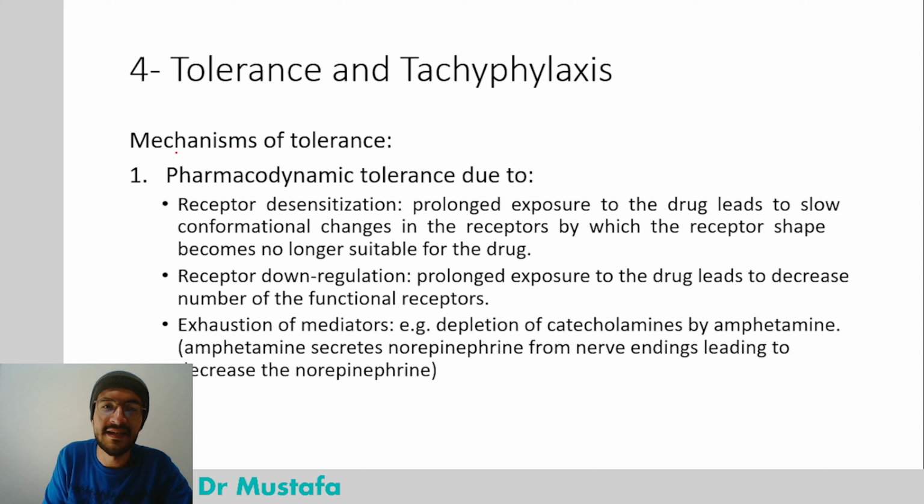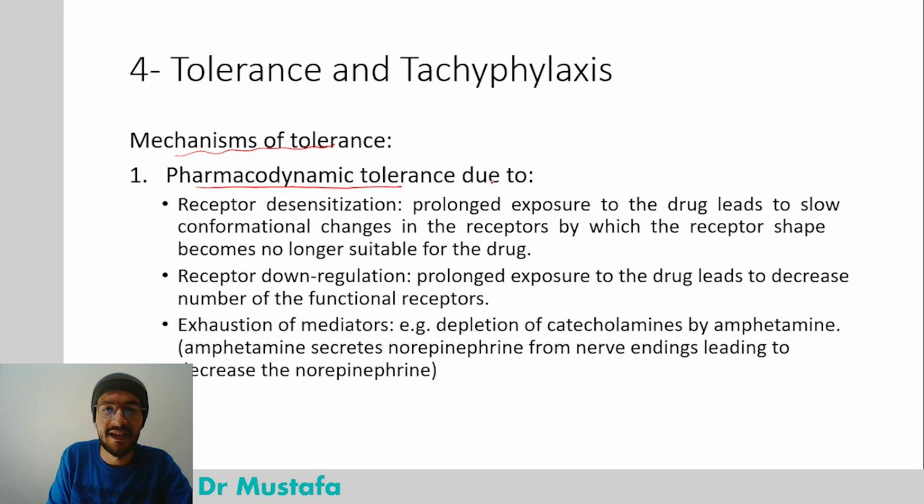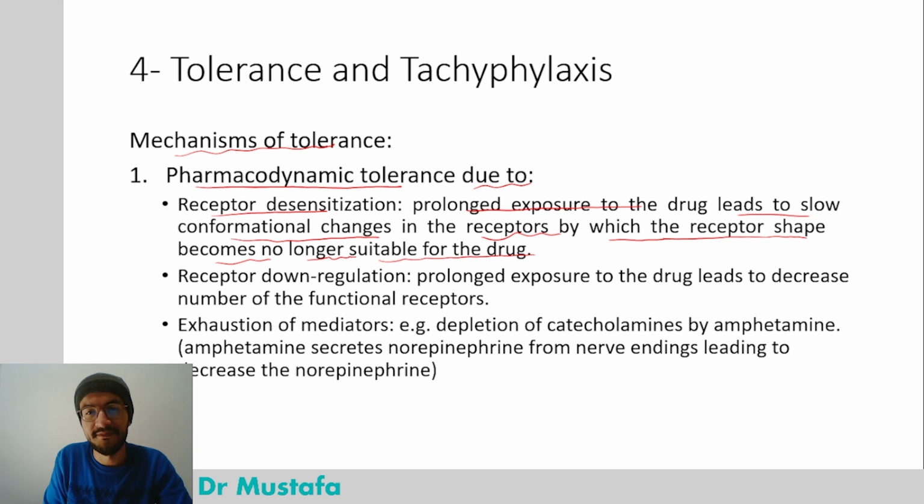So we have three mechanisms of tolerance: the pharmacodynamic tolerance, the pharmacokinetic tolerance, and the behavioral tolerance. Let's start with the pharmacodynamic tolerance, which is due to three causes. The first is receptor desensitization. The receptor gets desensitized with time. Prolonged exposure to a drug leads to slow conformational changes in the receptor, by which the receptor shape becomes no longer suitable for the drug. So with time, the receptor shape would change in a way that makes the drug unable to bind to the receptor anymore.